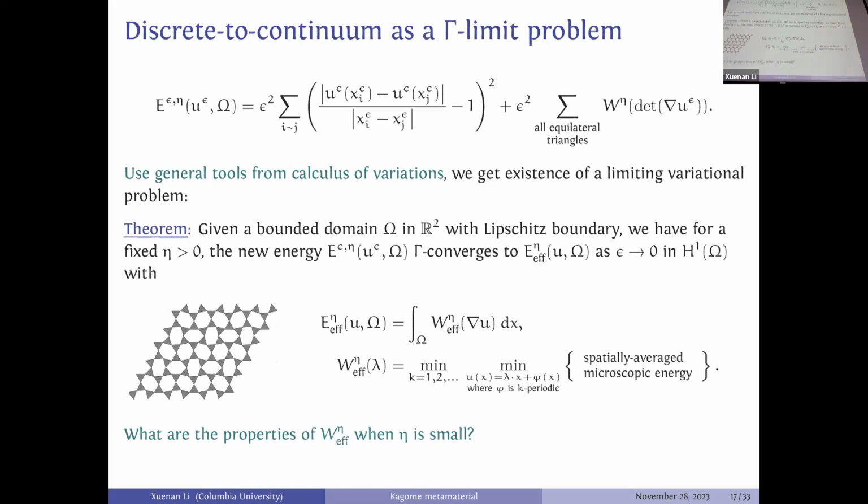So what is the physical meaning of eta? This eta term is the energy once you flip one triangle. So if eta is small, then 1 over eta is large, and if you flip one triangle, it's going to cost you huge energy. And the gamma convergence is only going to see at least the global minimum, not just the local minimum.